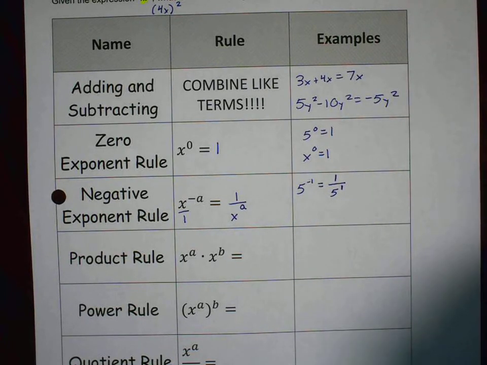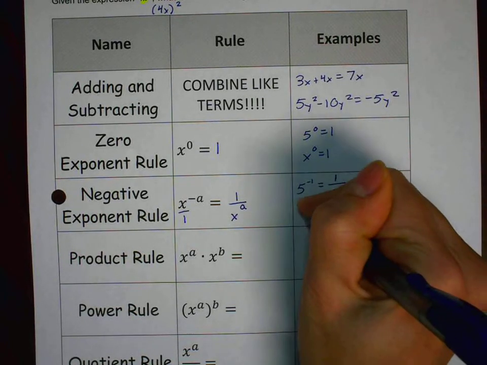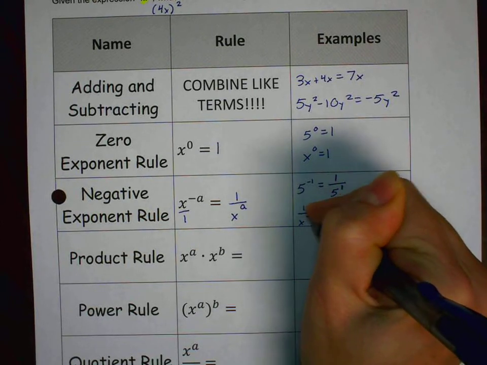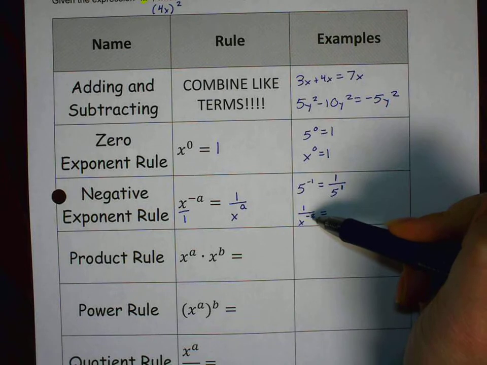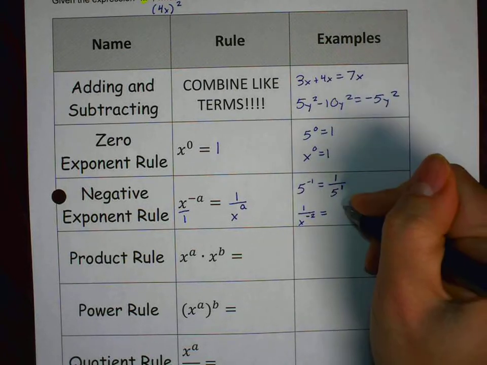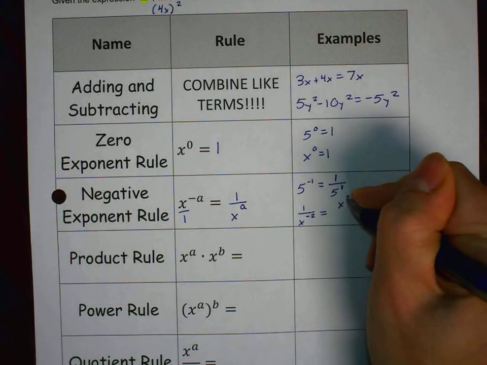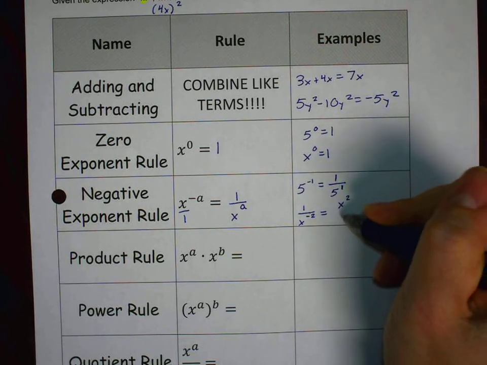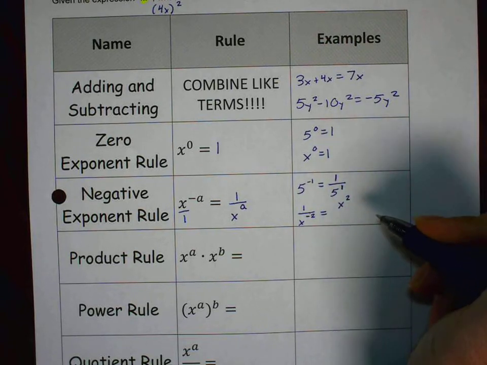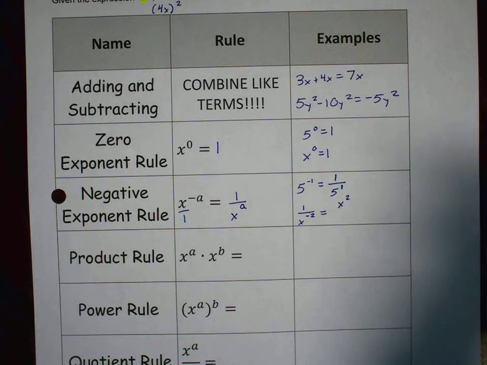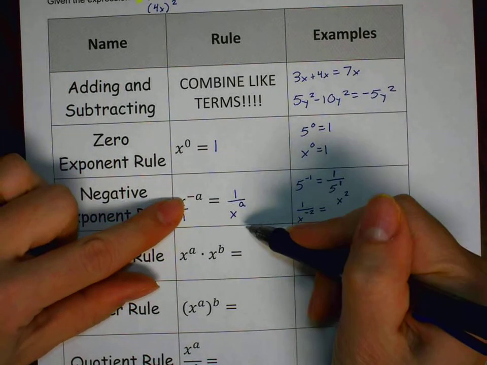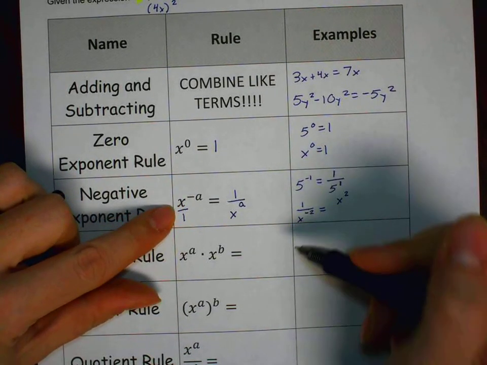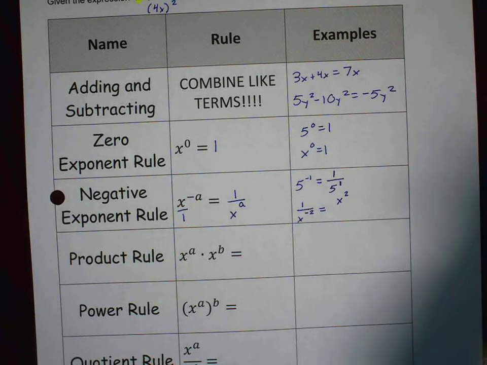Or let's say I had 1 over x to the negative 2. In this example, my negative is already in the denominator, so I'm going to move it to the top, to the numerator, and say x squared, and I don't actually have to put it over 1. We don't have to say x squared over 1. We can just say x squared. So the negative exponent flips it. If it's on the top, it moves to the bottom and becomes positive. If it's on the bottom, it moves to the top and becomes positive.